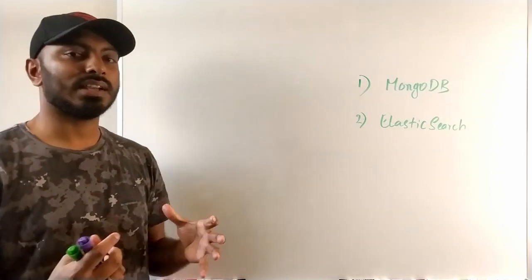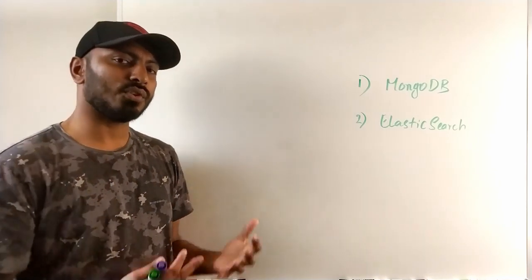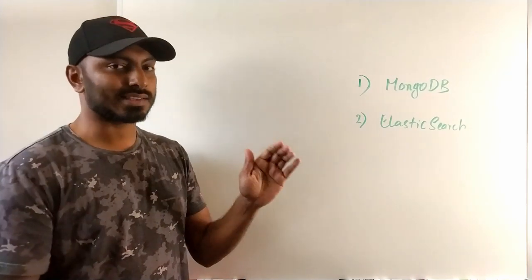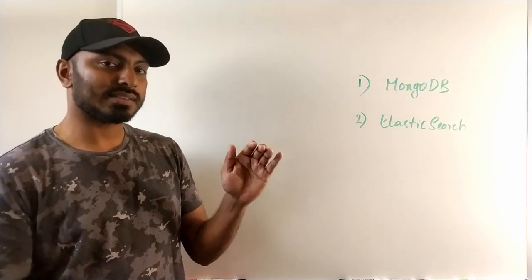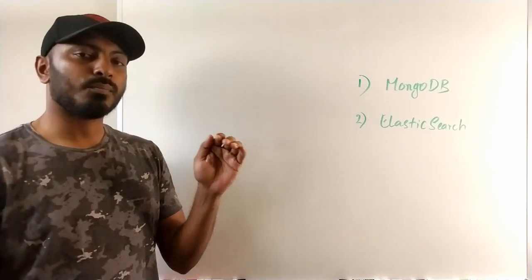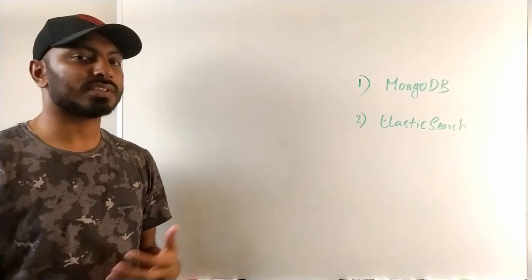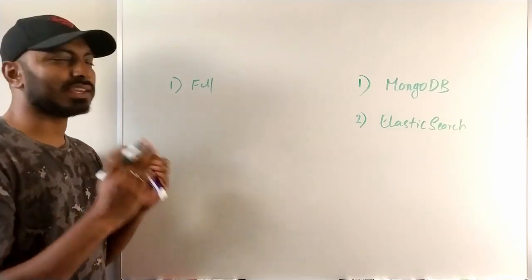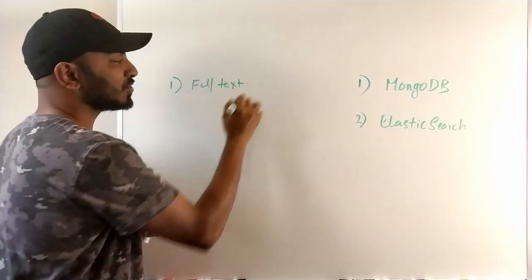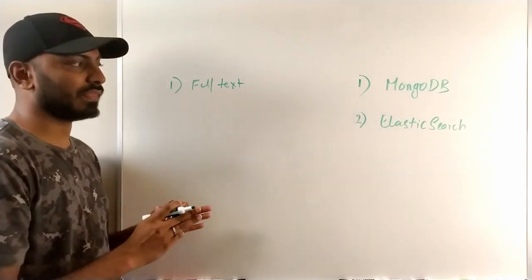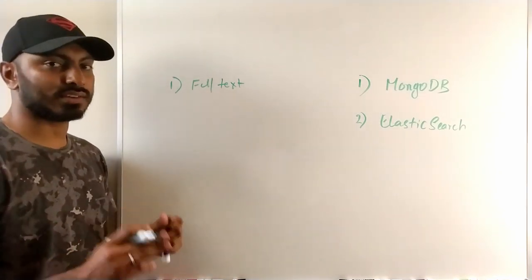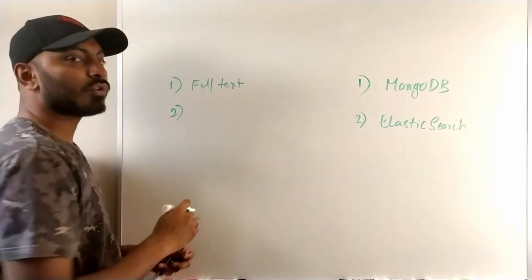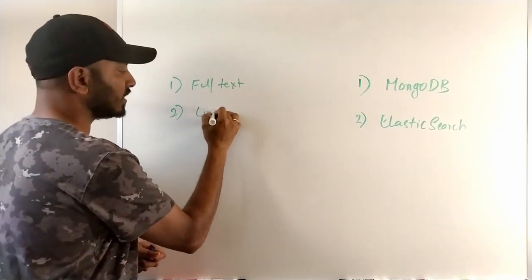In the case of MongoDB, the data is stored as documents. That is a good fit for our requirement because all of the data required for a specific listing or a restaurant will be put into one JSON, which looks something like this. Apart from that, MongoDB doesn't really give you full text search support, so that's not really good to go with. In the case of Elasticsearch, we get full text search support. And the other important thing, the second most important feature, is search by location itself.